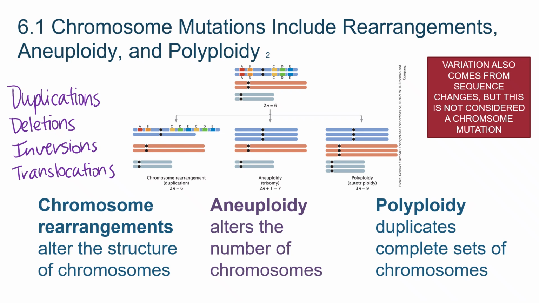Then, of course, we've got aneuploidy. This alters the number of one specific set of chromosomes. So this is only going to affect one type of chromosome at a time, at least as far as it is survivable. And then polyploidy is our extra set of chromosomes for every chromosome that we have.